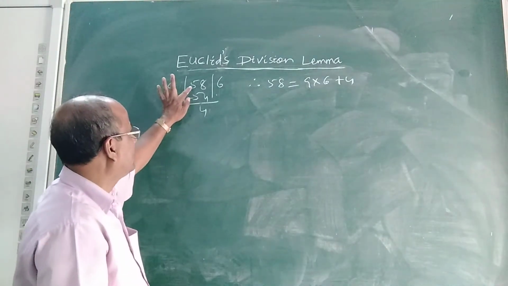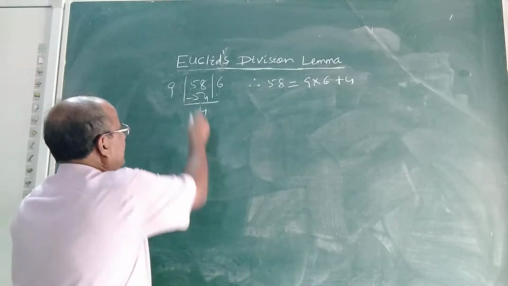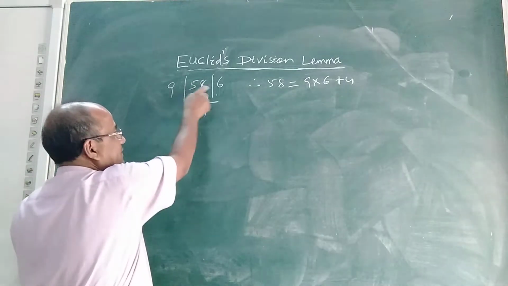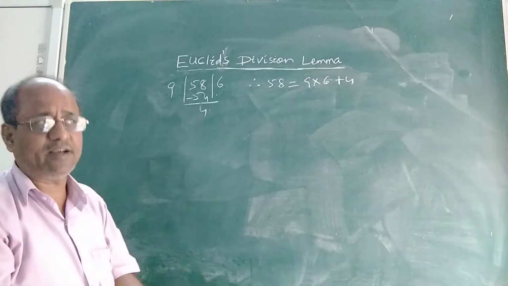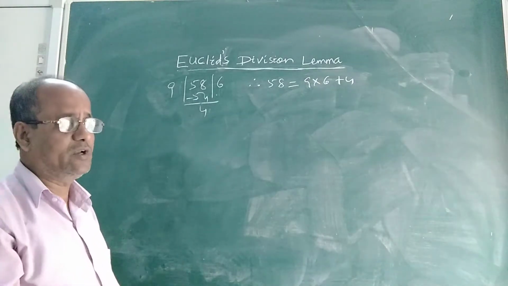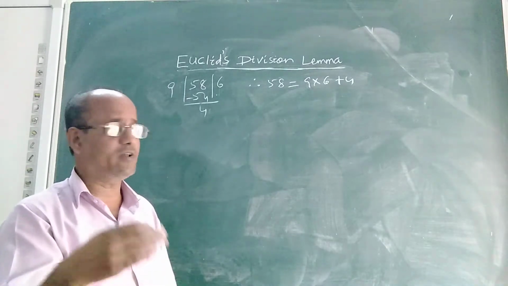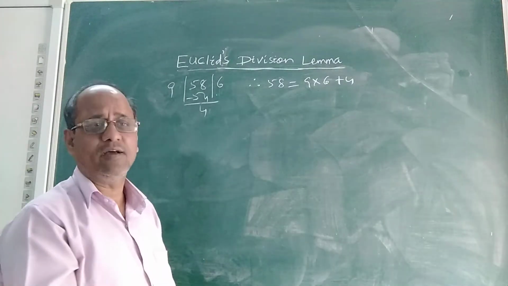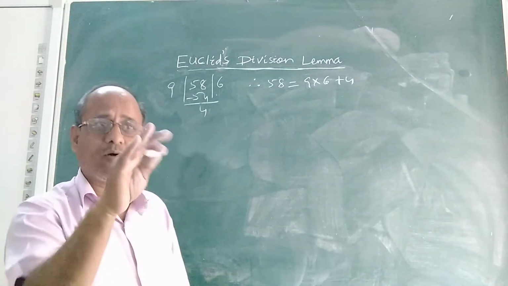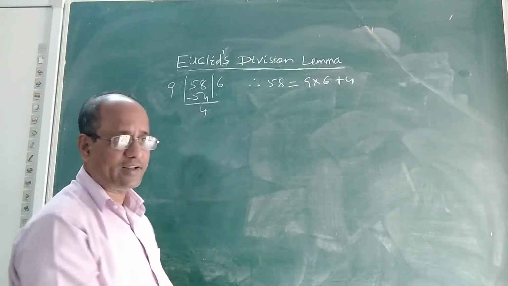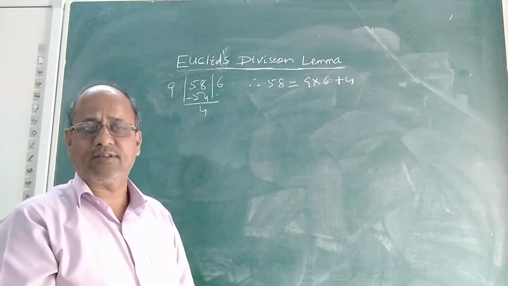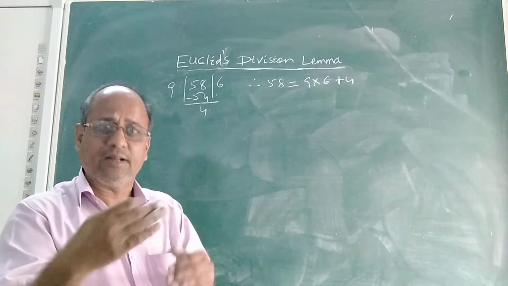Now, instead of taking 58 and 9, let us state Euclid's division lemma. As I told you, Euclid's division lemma is nothing but the alternative form of verifying the long division process for positive integers. So let us state and understand what Euclid's division lemma is mathematically in detail.